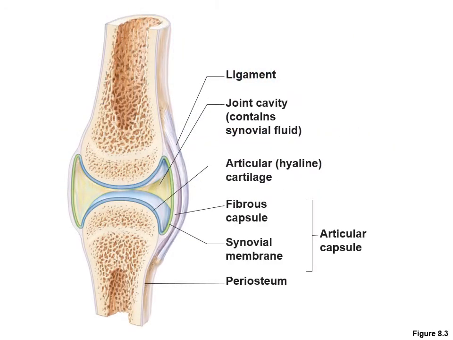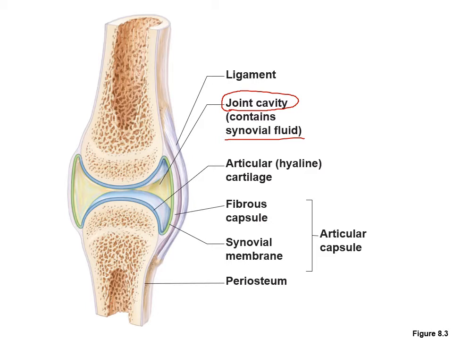Okay, alright, this is the structure of the synovial joint. So it has the ligament on the outside, and then it has a joint cavity. The only joint yang ada cavity that contains synovial fluid. So dia ada pelincir di dalam synovial joint cavity ni.